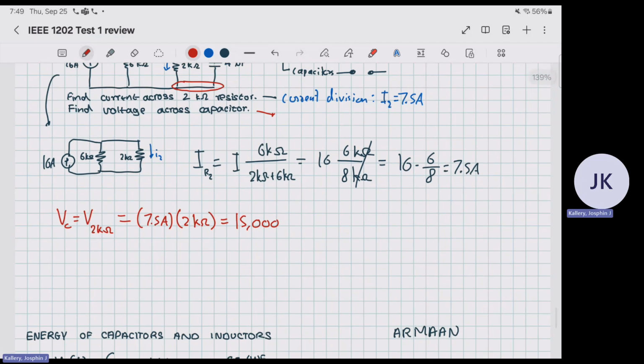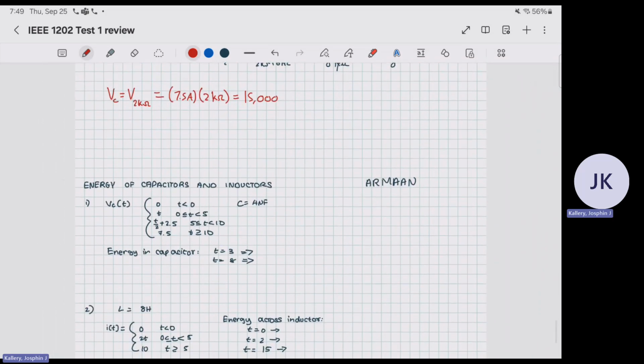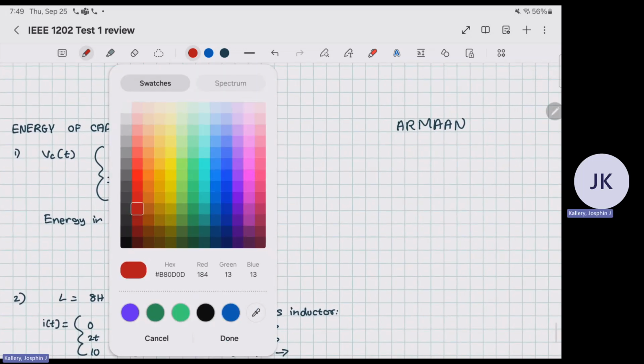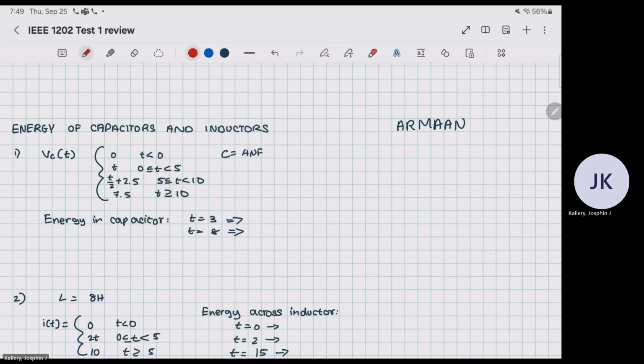Okay. So that's DC conditions. Now let's move on to energy of capacitors and inductors. This one is actually quite simple. There's only two formulas to remember. The energy in a capacitor is given by this equation: 1/2 CV squared. Usually you'd be given a voltage value, but now voltage is a function of time. So now we can just say V of t squared.